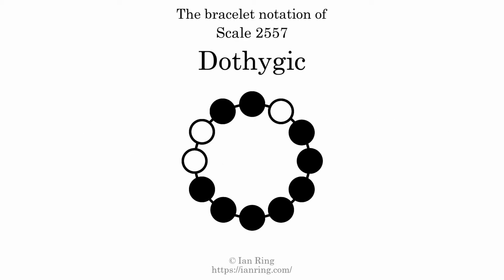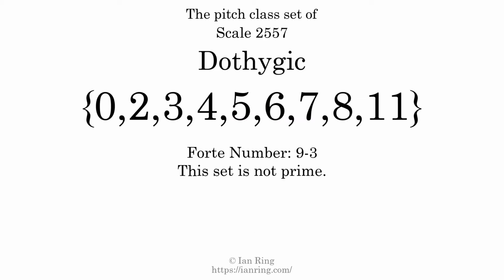This is a bracelet notation diagram of scale 2557. The shaded circles represent tones that appear in the scale, and they are read clockwise, starting at the top. The pitch class set for this scale is 0, 2, 3, 4, 5, 6, 7, 8, 11. The forte class is 9-3. This set is not prime.